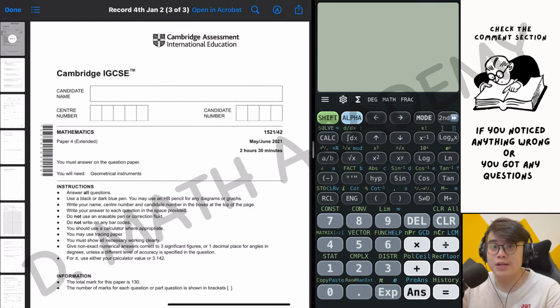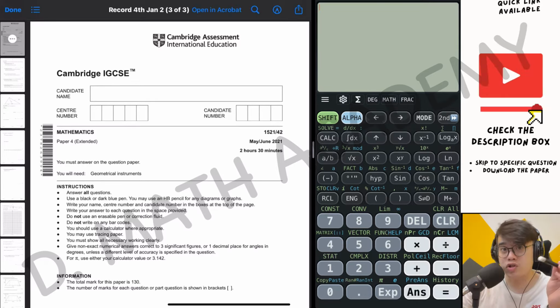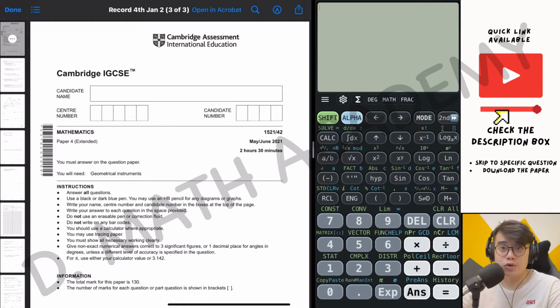Today we'll be doing this paper from 2021, May-June. The code for this paper is slightly special because, if I'm not mistaken, this is a replacement paper. In certain countries, due to the COVID effect, the exam was postponed, so this is the paper that replaces the actual examination. Without further ado, let's get started with our paper here.